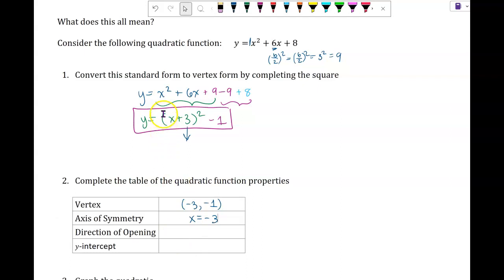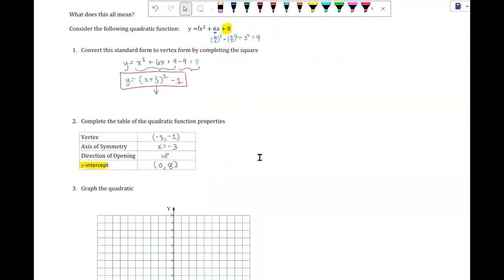And the direction of opening is always that a value. In this case, it's 1. It's positive, so it means it's going to open up. And to find the y-intercept, I actually have to go back to the standard form, and that is always going to be the c value of the standard form. So then I know already that my y-intercept is 0, 8. And that gives me so much information for me to graph my quadratic.